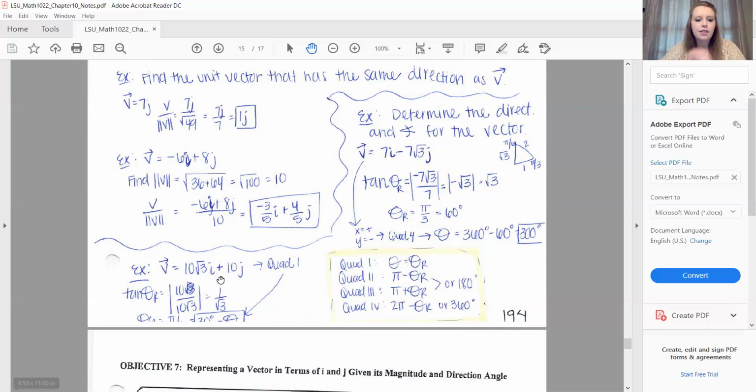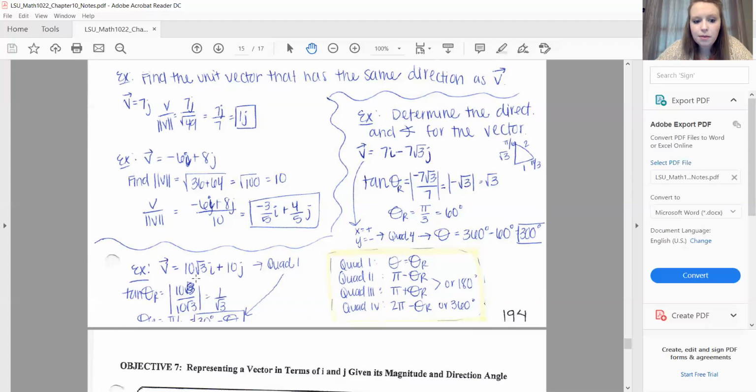Okay, here's another example. It kind of cut off a little bit, it looks like. But we had 10 square root of 3 I plus 10 J. So this time, I wrote that. It's supposed to be B over A. No, that's right, B over A. So I get 1 over square root of 3. So that's the opposite one. It's a pi over 6 angle, which is actually 30 instead of 60. I know it kind of cut off, but this is 30 right here.